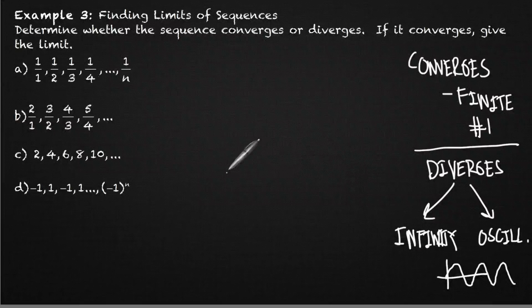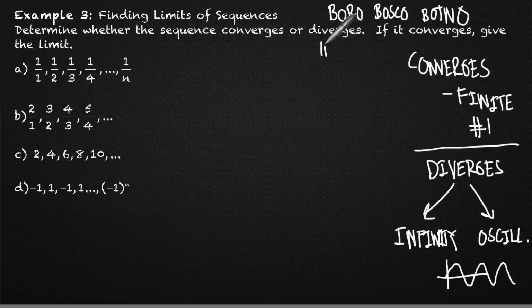And so now what we want to do is figure out whether these sequences converge or diverge. And really, for a lot of these, we can use the idea that we learned earlier in the year, which is the BOBO, BOSCO, and BOTN idea. These are just acronyms that help us figure out the horizontal asymptote, or we may want to write it this way, since many of you are going to be taking calculus next year: the limit as n approaches infinity of the function a sub n.